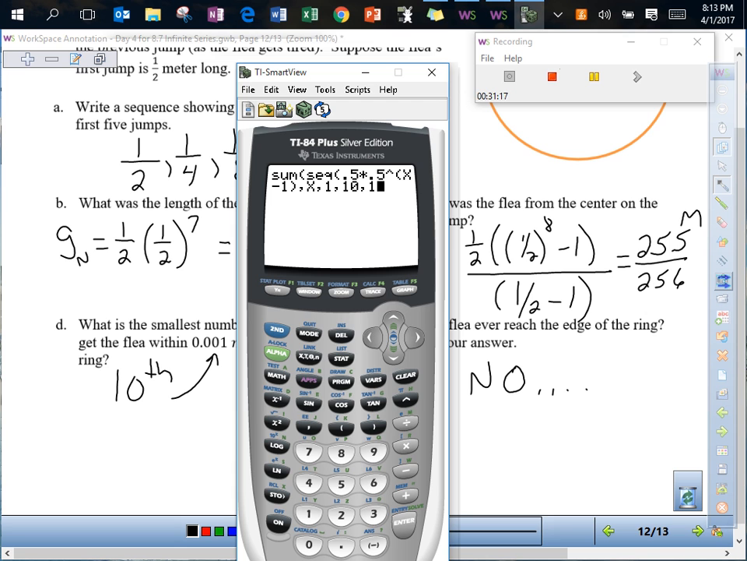I'll do it on the next one also. So we went second stat, over to math, down to sum, second stat, operation sequence, and then your formula, an x, a 1, the number of terms you want to sum up, and then a 1. When you hit enter, there's that 0.999 number that we just had. I'm going to do it again on number 14 so you can see it again.